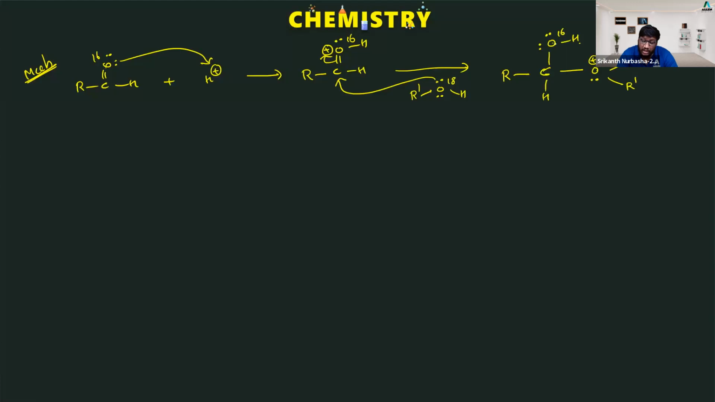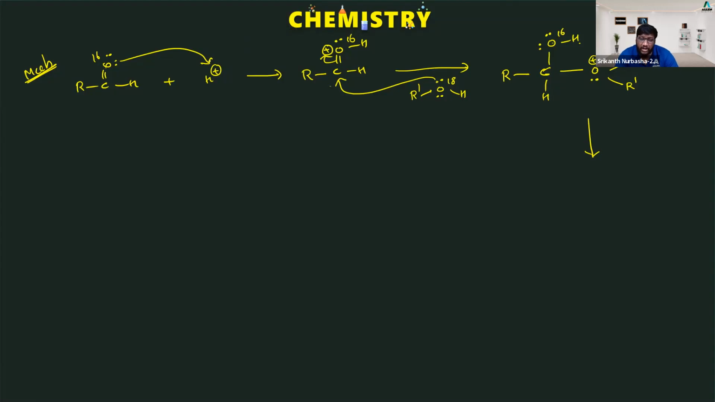Here the O16 oxygen has a positive charge, and the CH bond is as it is. The O18 oxygen is from the alcohol. That O18 oxygen has a positive charge now because its lone pair of electrons attacked the carbon. So this O18 oxygen and hydrogen bond is going to be weakened. The OH electron density is going to move toward the positive charge, that is, the OH bond is going to be cleaved.